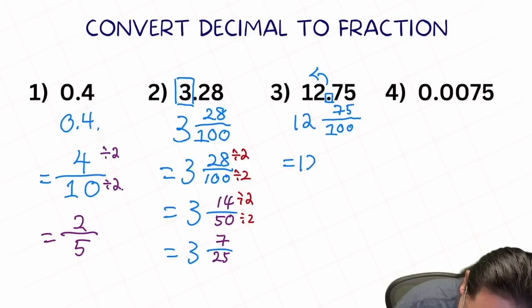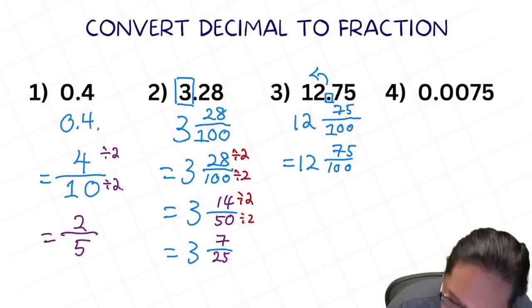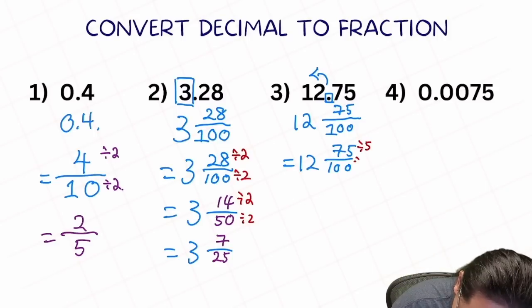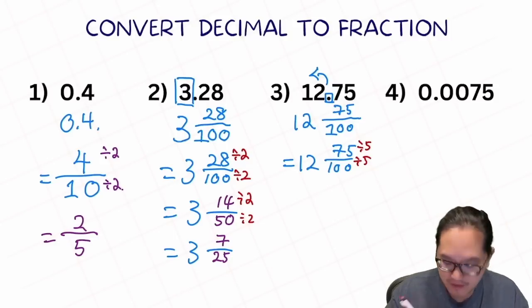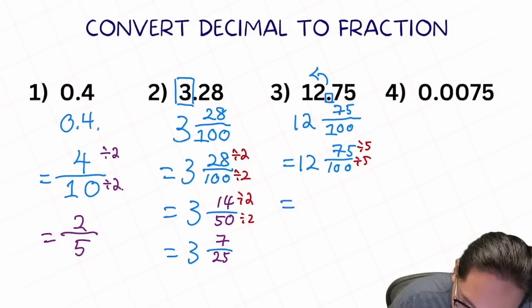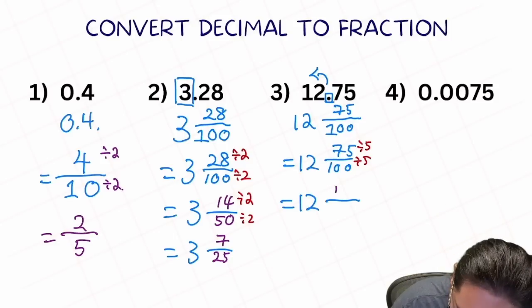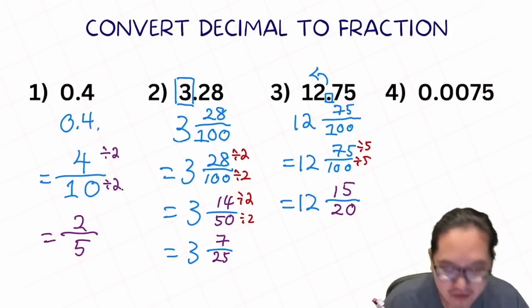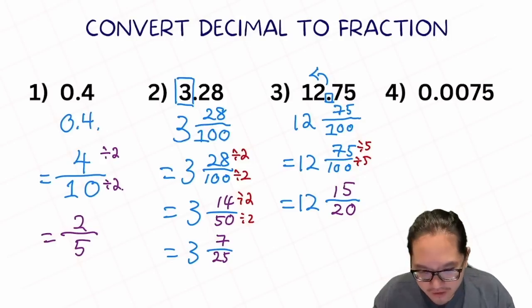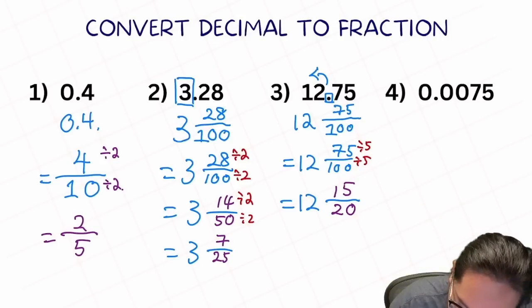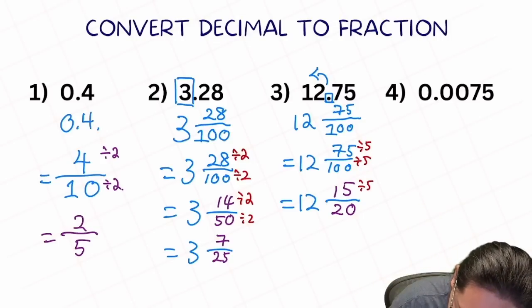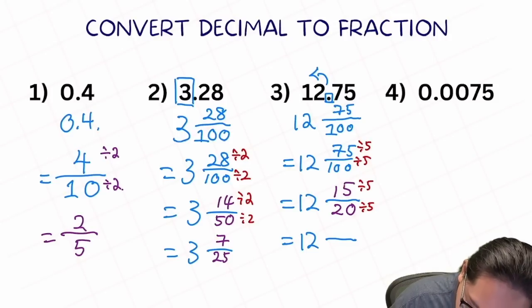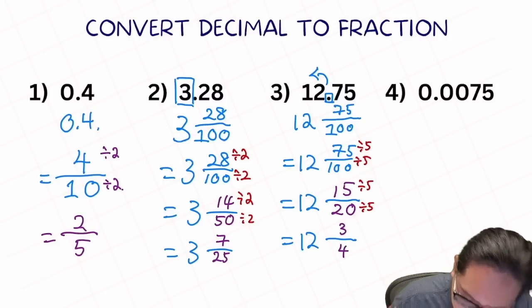Next, we just need to simplify, right? 75 over 100. What can we divide? 5, right? So we can divide both by 5 on the top and the bottom. So what do we get? We'll get 75 divided by 5 is equal to 15. 100 divided by 5 is equal to 20. Can we convert it even further? Yes, we still can, right? We can still continue dividing by 5, both top and bottom. So our final answer will be 12 and 3 over 4.